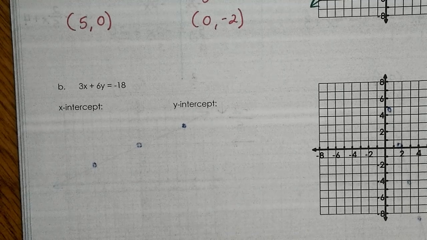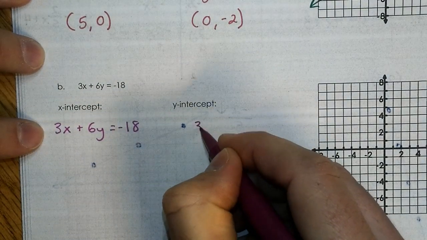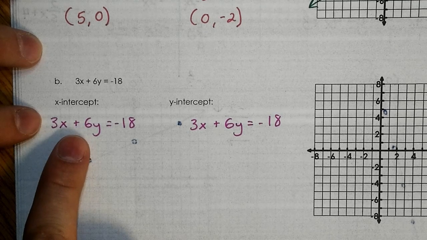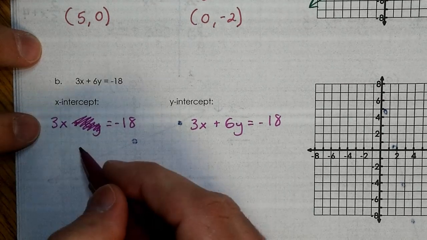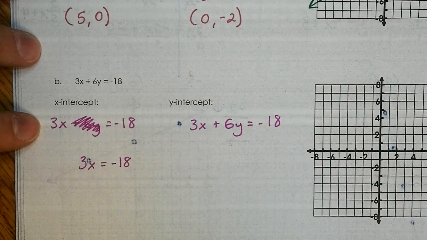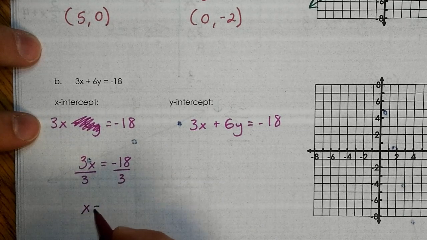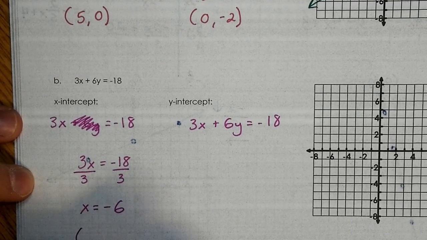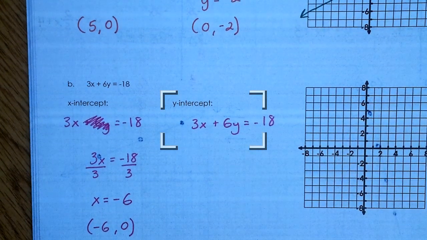For this question, I'm just going to rewrite it: 3x plus 6y equals negative 18. If I'm trying to find the x-intercept, what can I cross out here? The y. Yeah, the y's gone. So I'm left with 3x equals negative 18. What's the step there? Divide by 3. So x equals negative 6. The way we write that is negative 6, 0.